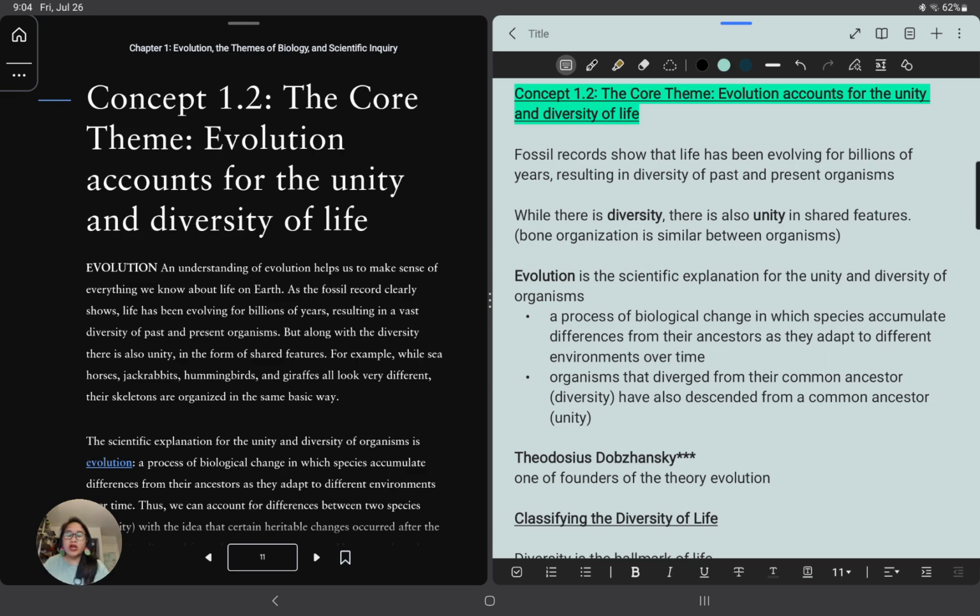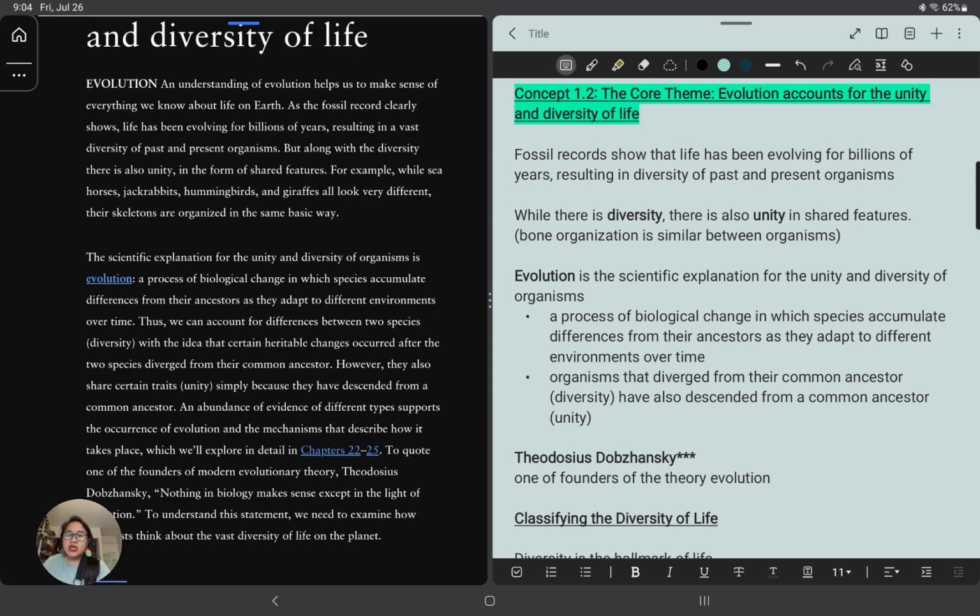Last video we went over concept 1.1 and this video we'll be going over concept 1.2 of chapter 1. So let's get started. Concept 1.2, the core theme. Evolution accounts for the unity and diversity of life.